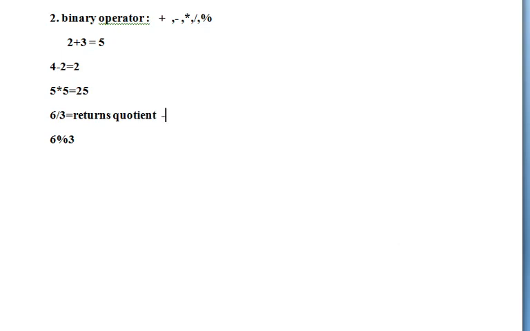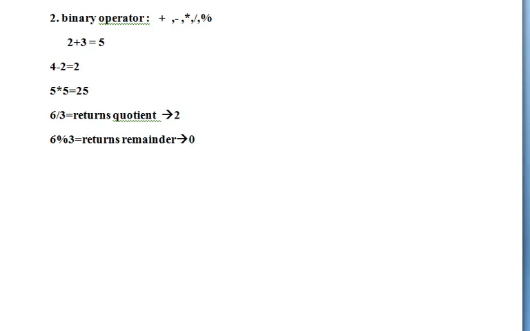So the output will be 2, and this operator returns the remainder. So the output here will be 0. This is about the binary operator.